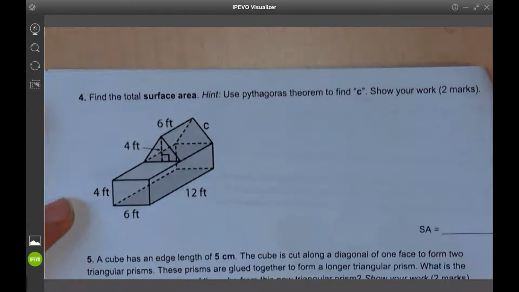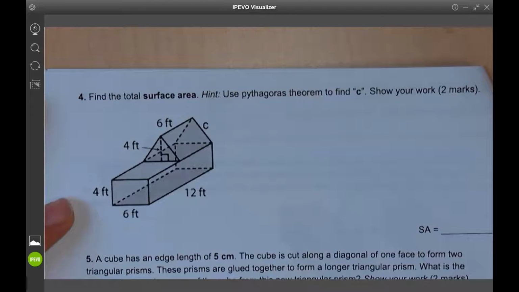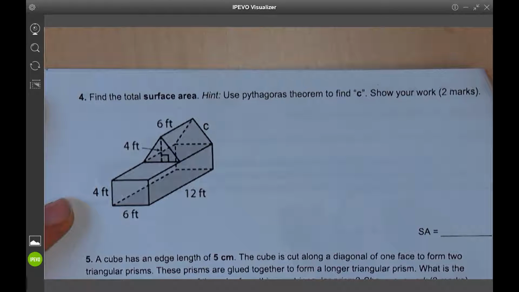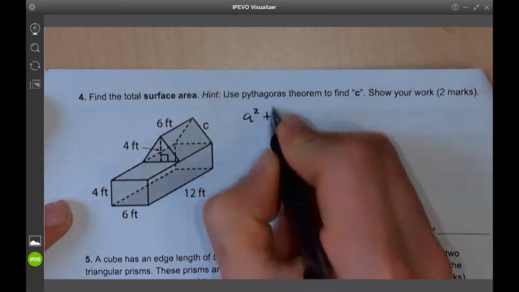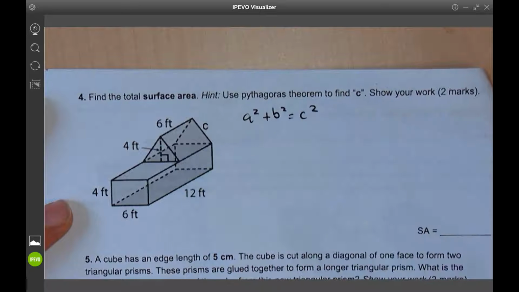All right, find total surface area. There are different ways to go about this, but it says use Pythagoras to find C. Let's find C right away so that we don't have to find it later. How do I find C? A squared plus B squared equals C squared.